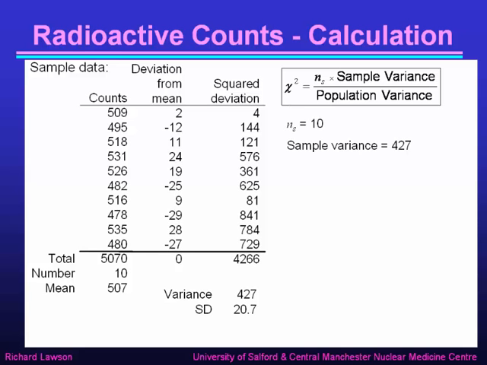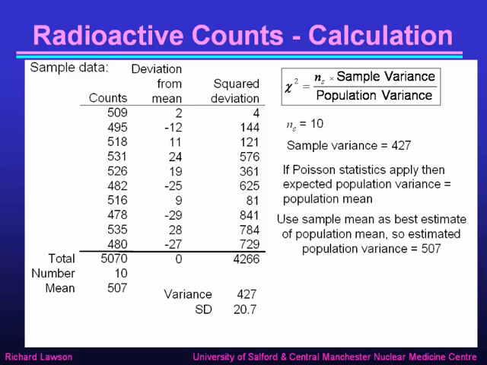So now we're in a position to calculate chi-squared. Remember, chi-squared is ns times the sample variance divided by the population variance. Now in this example, ns is 10, and the sample variance we just calculated to be 427. We just need to know the population variance. Well, if Poisson statistics apply, then we know that the expected population variance is equal to the population mean. That's what happens with a Poisson distribution. It's another way of saying that the standard deviation is the square root of the mean. The variance is equal to the mean.